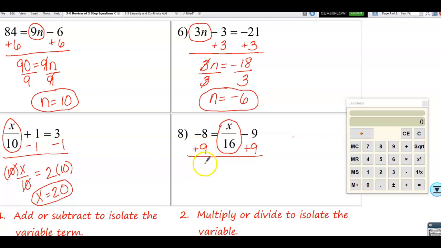Negative 8 plus 9 is 1. And we just have x over 16 on the right. Now this is x divided by 16. So our second step would be to multiply both sides by 16. 16 times 1 is 16. And these cancel, leaving us with just x. And so we have x is equal to 16.